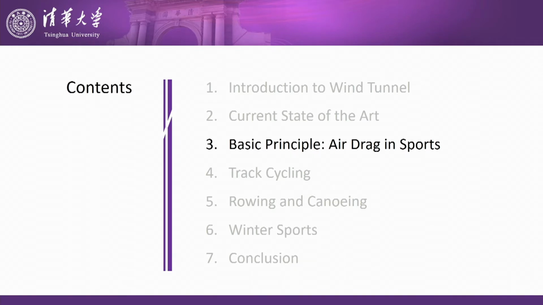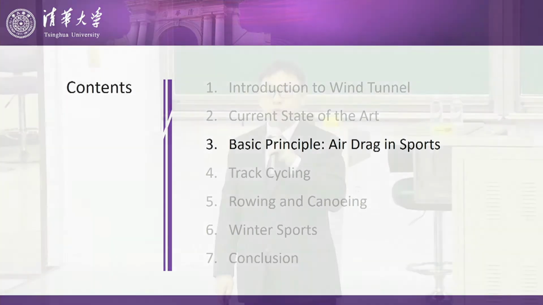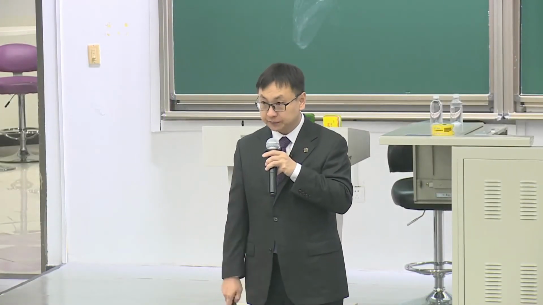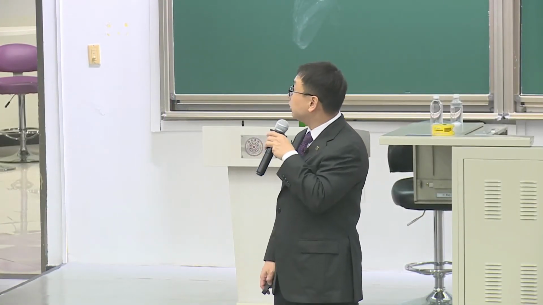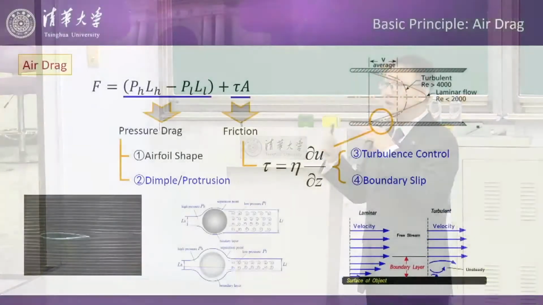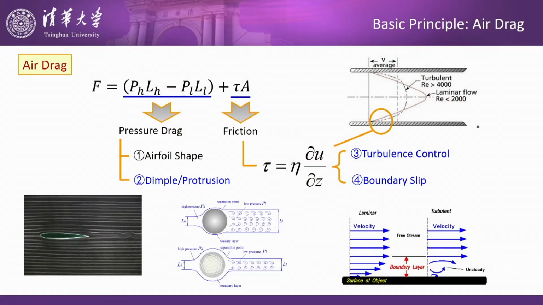Then we talk about air drag. Then we use the wind tunnel. Okay, air drag, especially in sports, can be separated into 2 parts. One is pressure drag, the second is friction drag. Okay, the pressure drag, you can see, is high pressure times high pressure area minus low pressure times low pressure area. So this is the origin of the pressure drag.